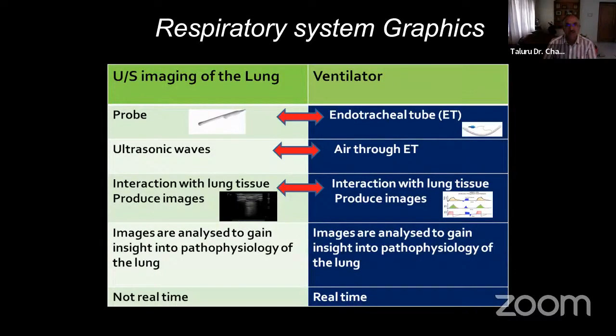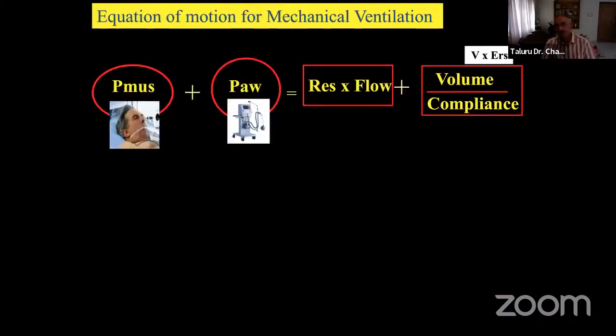If you compare this to an ultrasound, you have to do the ultrasound every minute, and in the morning you have to repeat it, whereas the ventilator graphics are not like that. It's real time. It's always there. So the images are analyzed to gain insight into the pathophysiology of the lungs, and obviously we alter the settings of the ventilator so that we are within the framework of lung protective ventilation. That's the beauty of the respiratory graphics. It's the standard of care. If you don't know how to analyze respiratory graphics, with a basic understanding, probably we should not be ventilating our patients, because it gives a lot of information and it's real time.